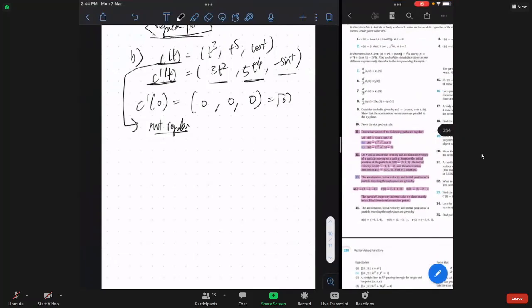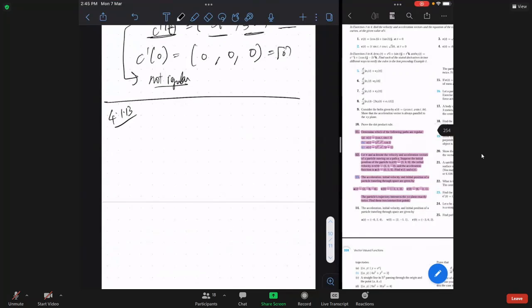I'll solve question 13. 4.1.13. So they're given the acceleration, initial velocity, and initial position of a particle at a time. So a of t is 2, minus 6, minus 4. My initial velocity at time t equal to 0 is minus 5, 1, 3. And the coordinate of my position is 6, minus 2, and 1. Okay.